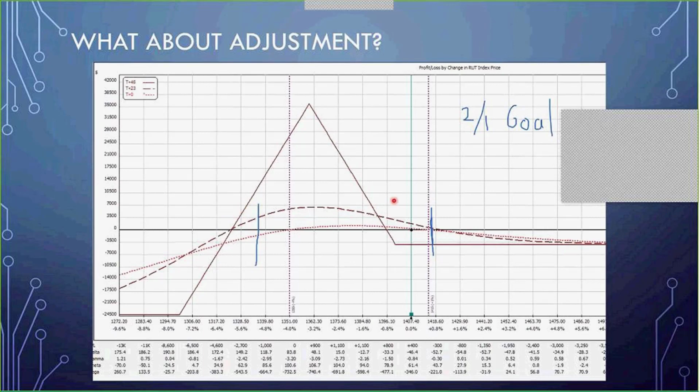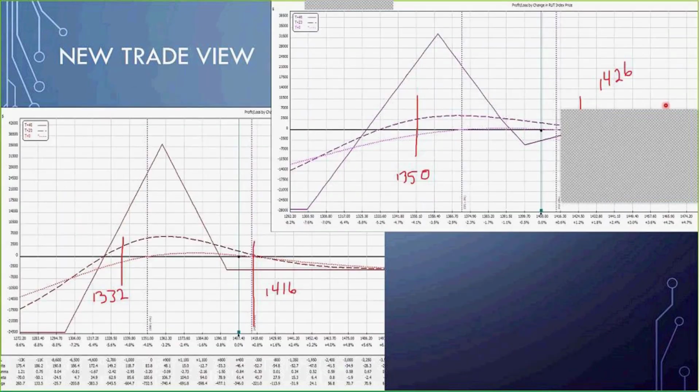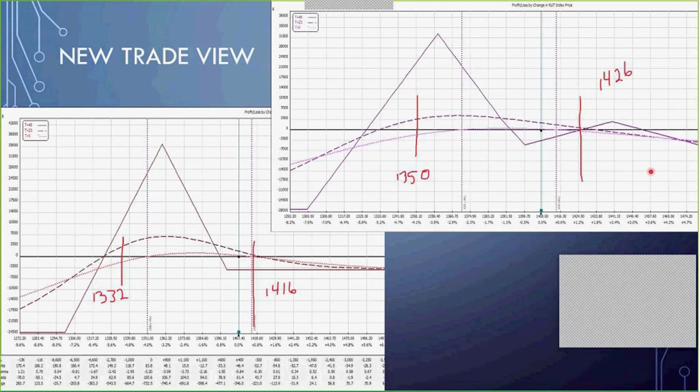Now, what do you do? Well, you can do lots of different things, and I don't want to teach you a new system or a different way of trading, or multiple different ways of adjusting, because there's tons out there, and I could probably spend another 20 sessions on different styles of adjustments and pros and cons of those.